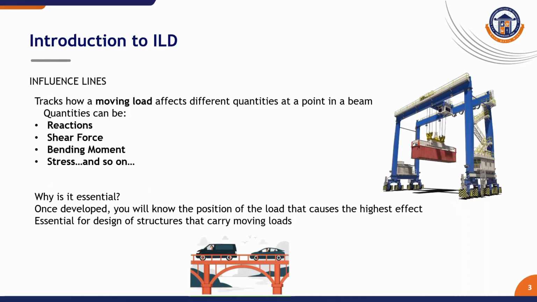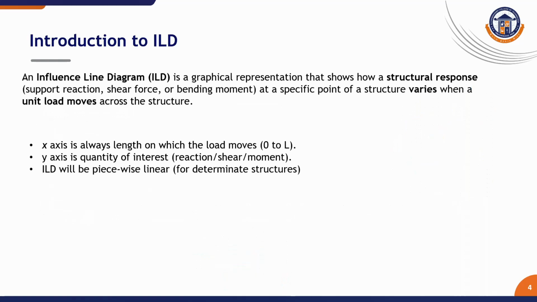Because once this diagram is constructed, it instantly tells us the position a load must occupy to produce the absolute maximum effect at the point. This is not just academic, it is a bedrock for designing structures like bridges and cranes where loads are perpetually in motion. To be more formal, an influence diagram is a plot where the x-axis represents the path of the moving unit load from the start to the end of the structure.